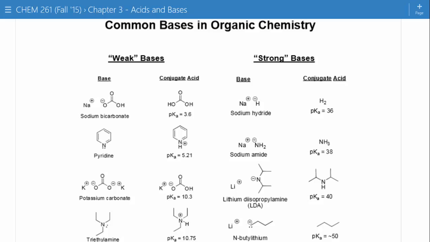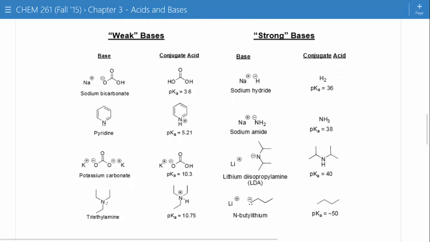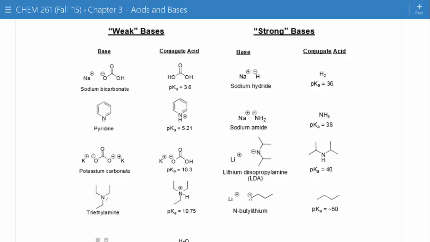If we switch over to the right-hand side, we've got super-duper strong bases. We've got sodium hydride, sodium amide, lithium diisopropylamide, which is commonly referred to as LDA, and then we've got n-butyllithium. You can see the pKa's for these conjugate acids are all above 30, so these are excellent, excellent bases. A question a lot of people ask me is, well, why don't we always just use the strongest base available? What do you guys think?